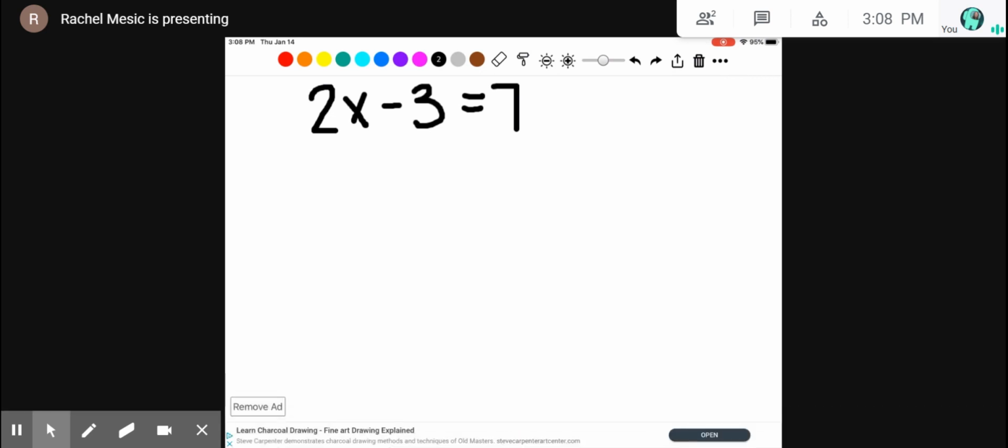Today we're going to solve two-step equations. So think about it as reverse PEMDAS. Okay, we have x and it's being multiplied by 2, and then we subtract away 3 to get the answer of 7. So in the equation we see multiplication first, then subtraction. We're going to do that in the reverse order to get the x by itself.